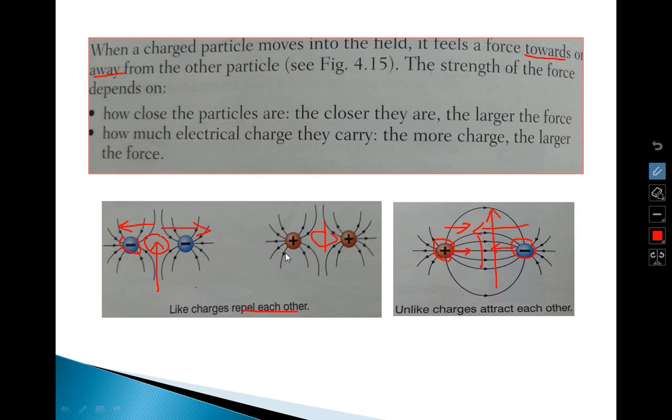So the more charge, the larger the force. The closer they are, the larger the force. So it depends on two things: how close they are to each other and how much electric charge they are carrying. Okay.